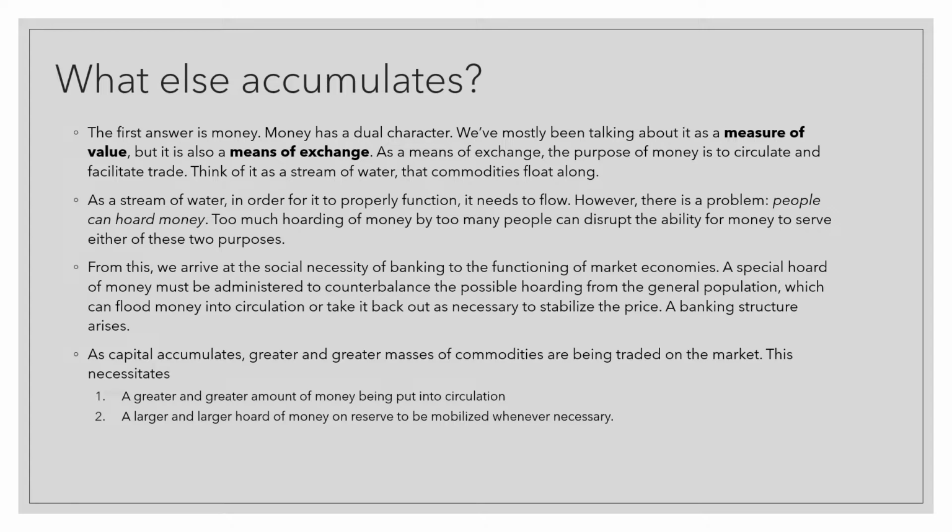Furthermore, as capital accumulates, you've got more and more commodities being traded in the market, right? Part of the process of capital is taking commodities to the market and trading them for money. If you have more and more of this happening over time, then that hoard of money has to grow. So what else is going to accumulate? Money. And by money, what I really mean is this central hoard of money. The banking system, the money supply has to grow as well. It has to accumulate as capital accumulates.